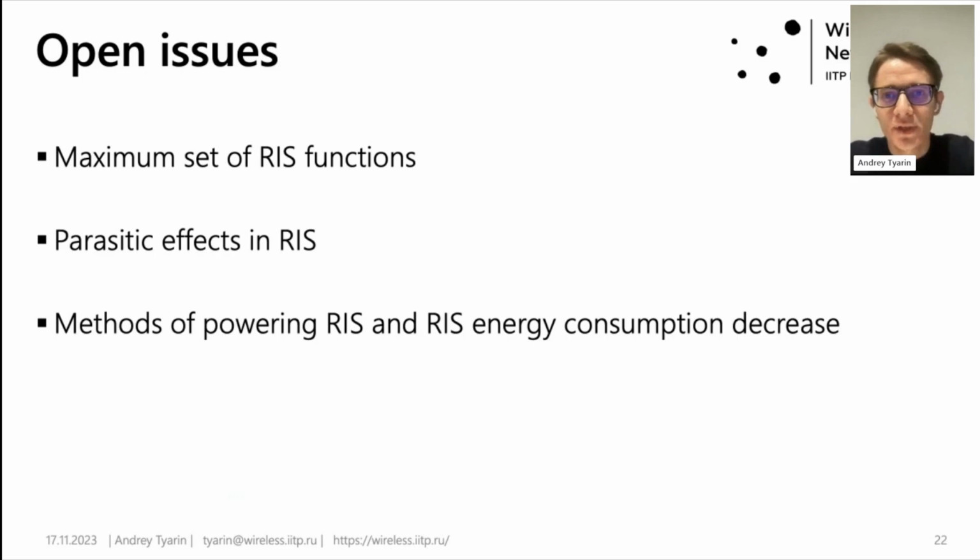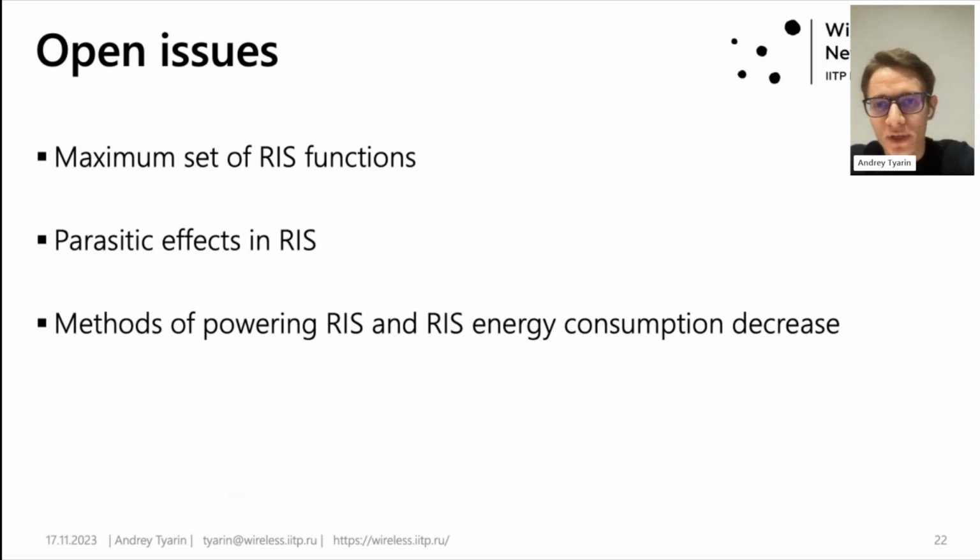However, this task can be solved in various ways using RIS. For example, RIS can be used for beamforming of transmitting signals, signal amplification at the receiver, or interference cancellation from other devices. For these purposes, RIS requires different functionality: beamforming for signal amplification or absorption for interference cancellation.